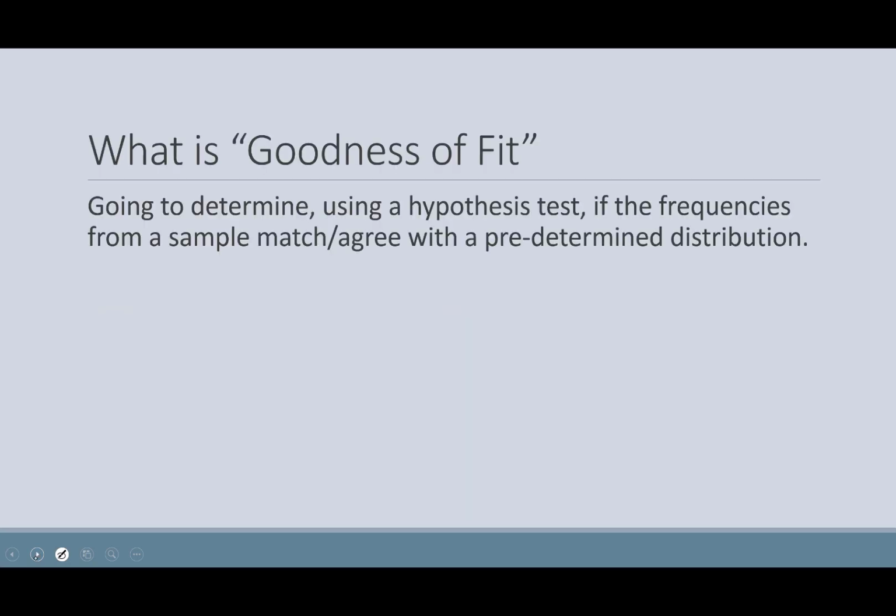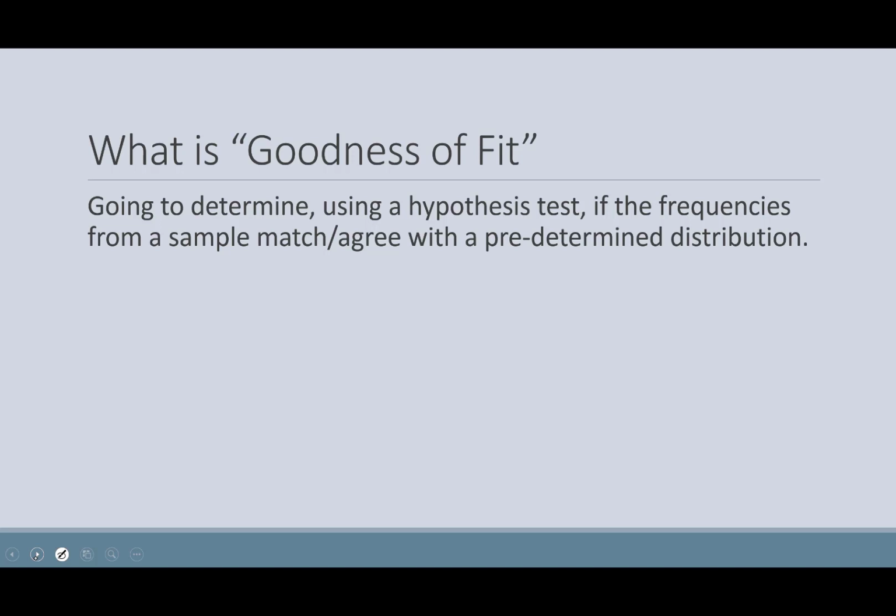Hi and welcome. We are going to look at the goodness of fit and how to do some of the computations by hand, and then we're also going to look at how to do some of those computations using StatCrunch. First thing though, what does it mean when it says we're going to test for goodness of fit?